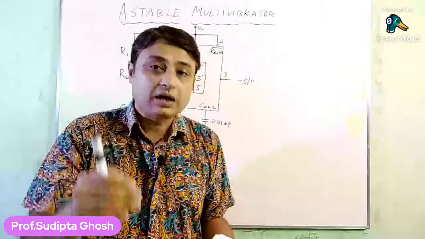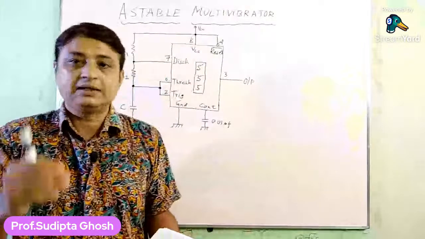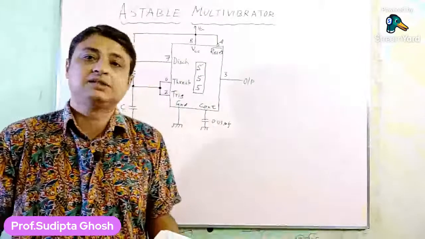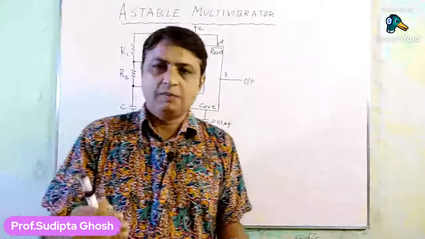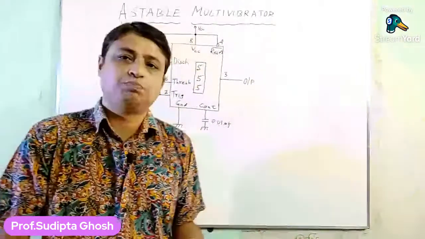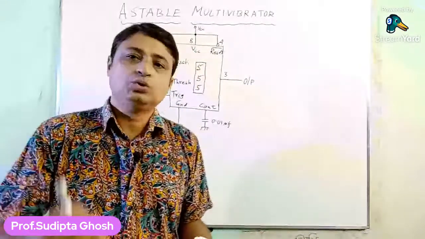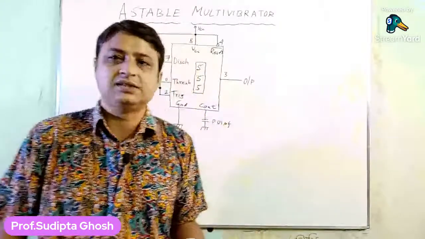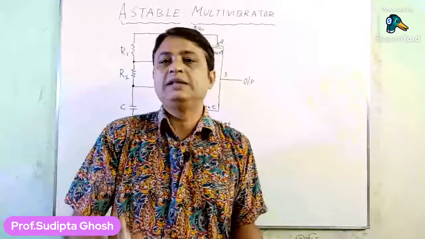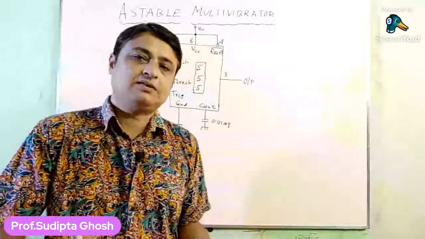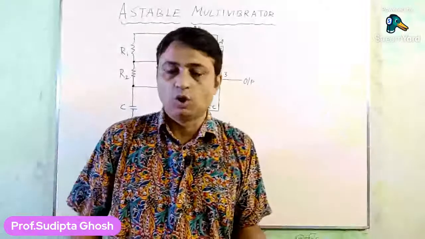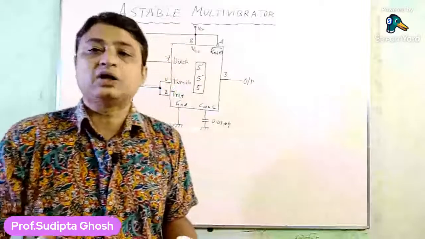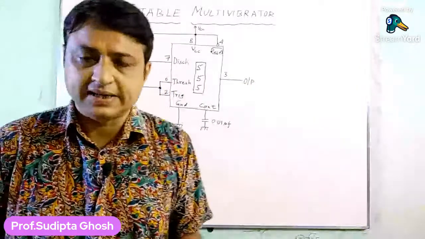Now, we all know that the Q bar output is connected to the base of the discharge transistor Q1. Have you all remembered this? The Q bar output is connected to the base of the Q1 transistor, the discharge transistor. And as we know, when the base input is low, the Q1 transistor operates in the cutoff region of its output characteristics.